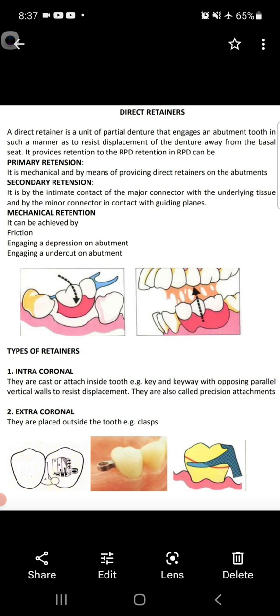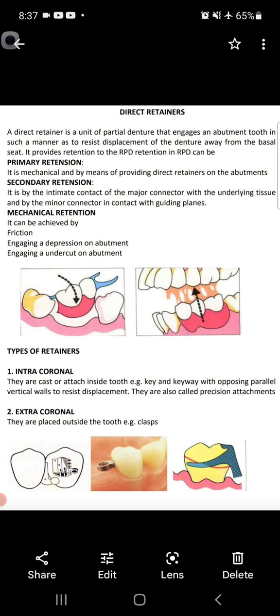Now come to the types of retainers. There are two types of retainers. Number one is intracoronal and second is extracoronal. Coronal means crown of the tooth. Intracoronal retainers we give inside the crown of the abutment tooth, and extracoronal retainers are placed outside the tooth. First, intracoronal: they are cast or attached inside the tooth.